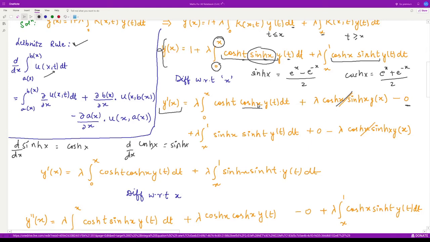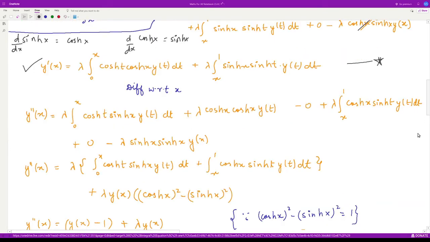So we are only left with these two terms. So y dash x is this, right? Mark this as equation star and this as equation number 1, right? The value of y of x. So now again we have the integral over here. So we have to differentiate it once more. So let's differentiate it with respect to x.